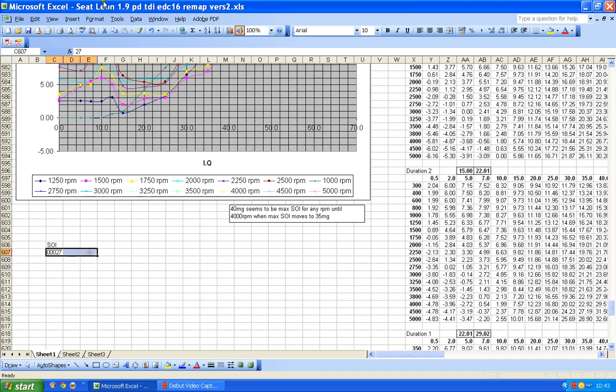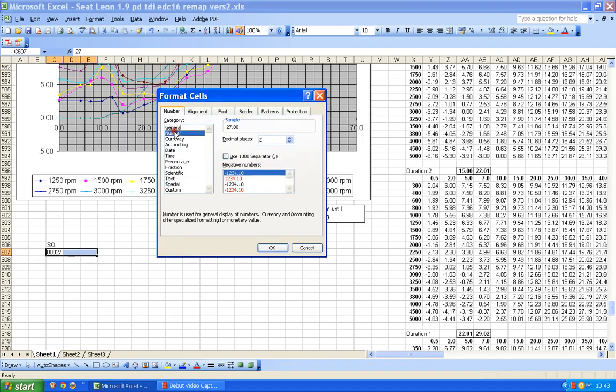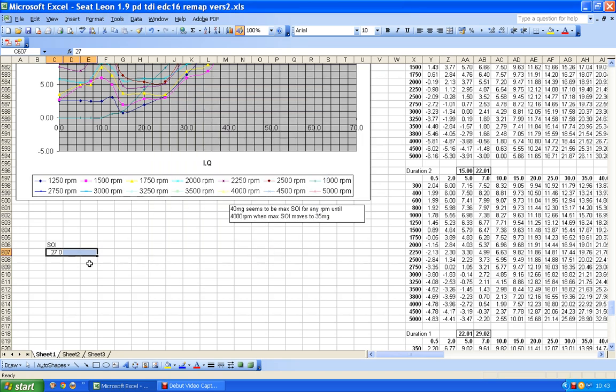Let's just format these to ordinary numbers. So I'll just have cell numbers, and we'll have 1 decimal point. That will do us for now. So we'll have start of injection. I'll make those bold as well so we're clear.